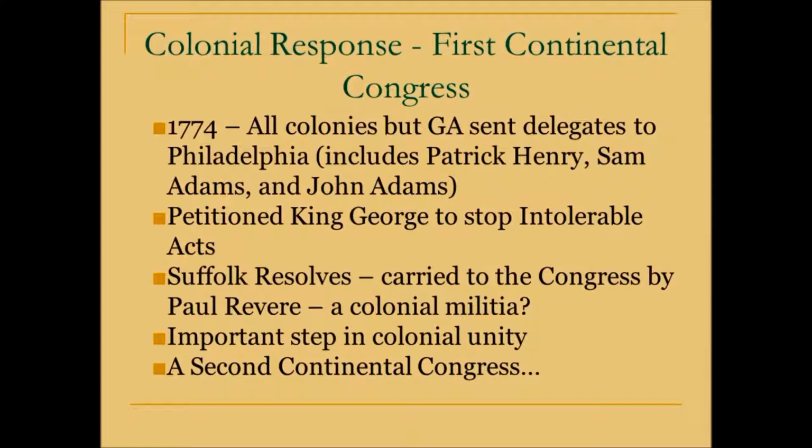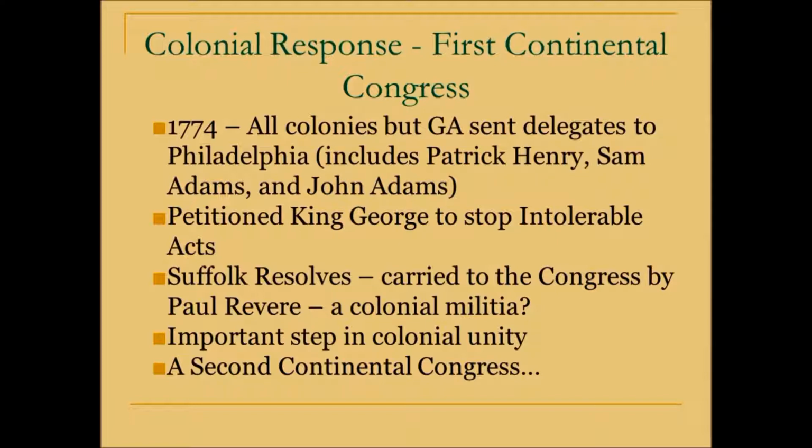So together as a group, they petitioned King George to stop the Intolerable Acts, and they promised him that they would boycott all British goods, and they would not only stop imports of British goods, but they would also stop exports coming out of the colonies and going into England. So England is going to lose money either way, like no imports, no exports. This is a lot of money to be lost by King George and England.